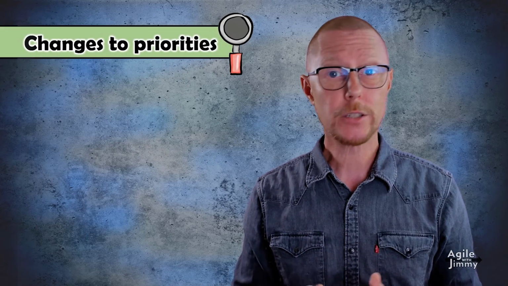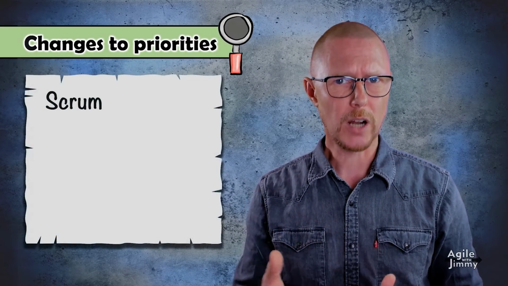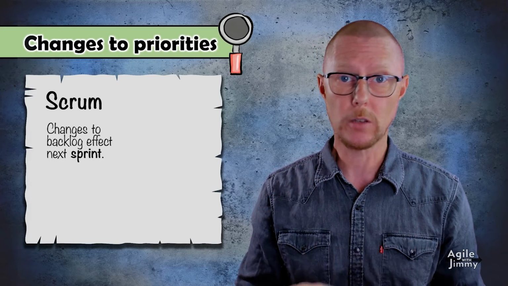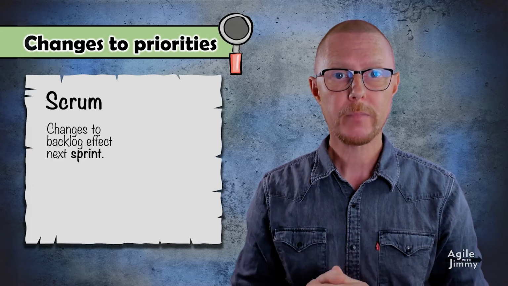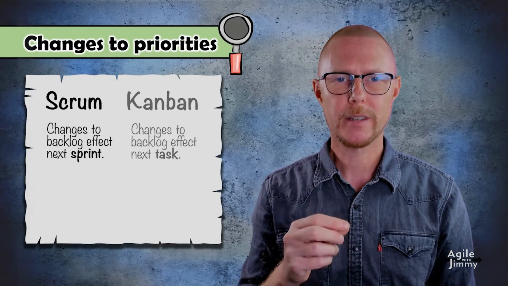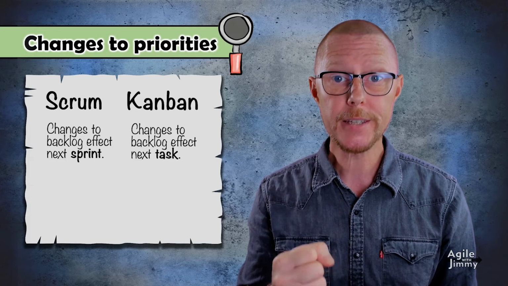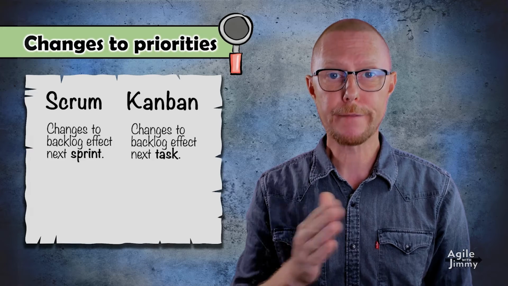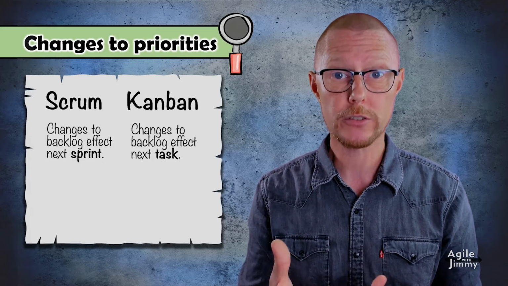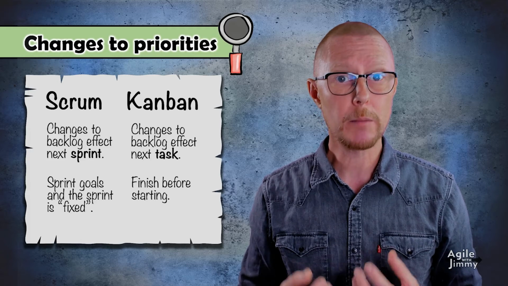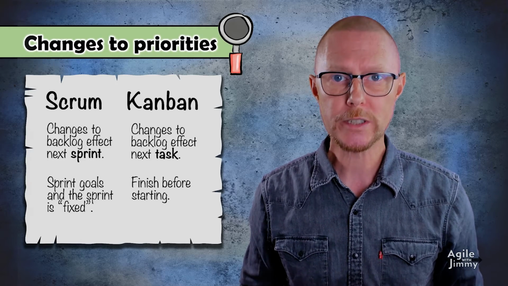What about changes to priorities? In Scrum, the product owner and the team may change the ordering of the backlog as often as they want, but the changes won't have an effect until the next sprint planning. In Kanban, the impact is immediate. Once the next thing is done, the new priorities affect the pulling of the next task. Neither Scrum nor Kanban allows for changes to work in progress. We finish what we started.